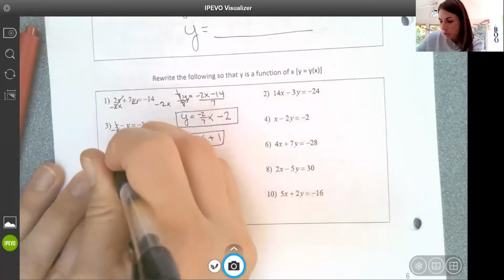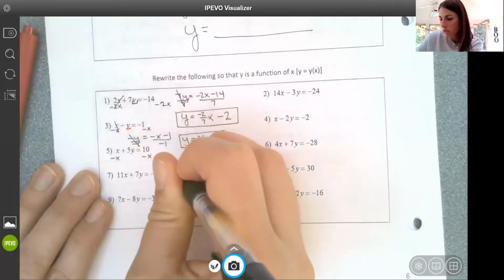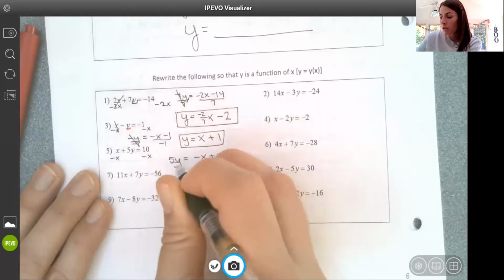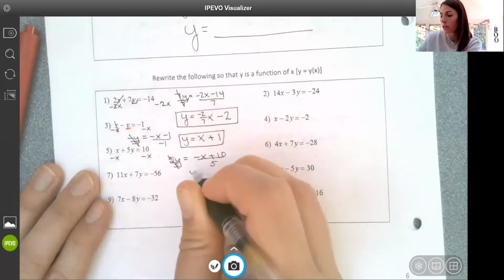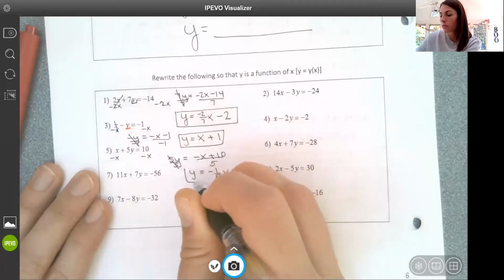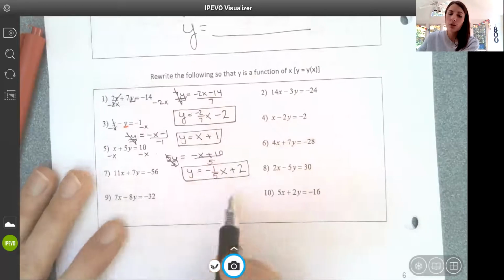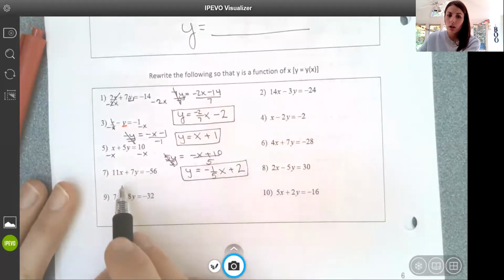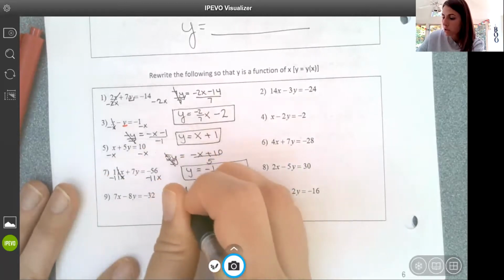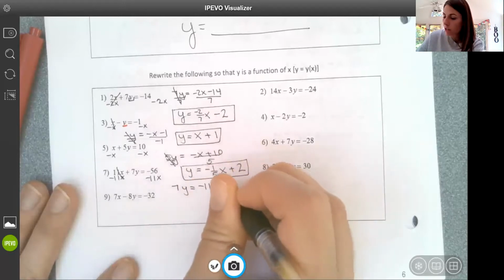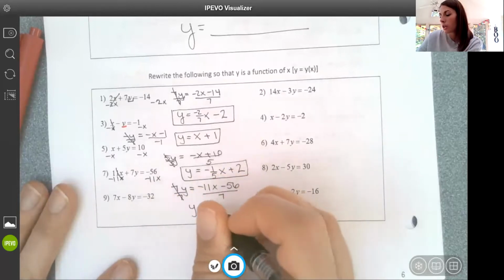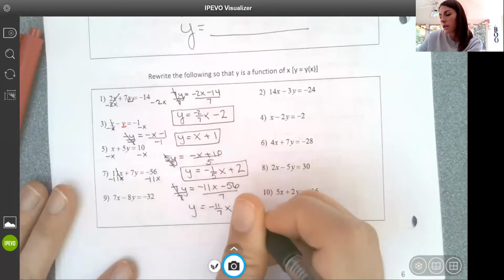Rewriting 5 in function form, I'd subtract x from both sides and have 5y equals -x plus 10. Then I need to divide by 5. Everything needs to get divided by 5, which gives me negative 1/5 x plus 10/5 is 2. Here's my equation rewritten in function form. On 11, I'd subtract x, and it would give me 7y equals negative 11x subtract 56. Divide by 7, and y equals negative 11/7 x subtract 8.